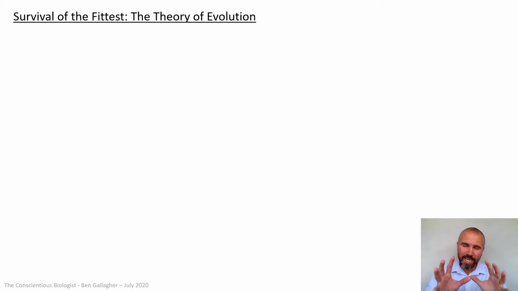Okay, so this is the really, really important slide, because this is where we look at the theory of evolution as developed by Charles Darwin all that time ago, and it still holds water. It still rings true. All of the new evidence and things that we're finding just add more evidence to support Darwin's original theory of evolution.